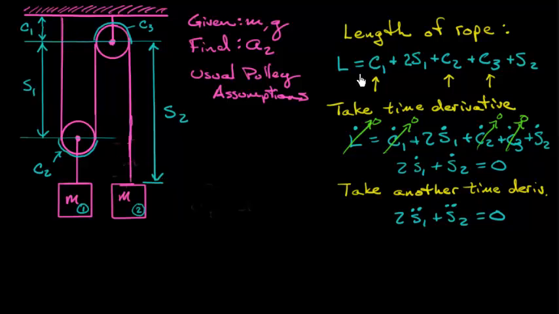And we started writing expressions for the length of this string here, took a few time derivatives of that expression, and found relationships of the time derivatives and the second time derivatives of these lengths, or these segments of the string, S1 and S2, like so. And what we needed to do is relate those back to the acceleration.